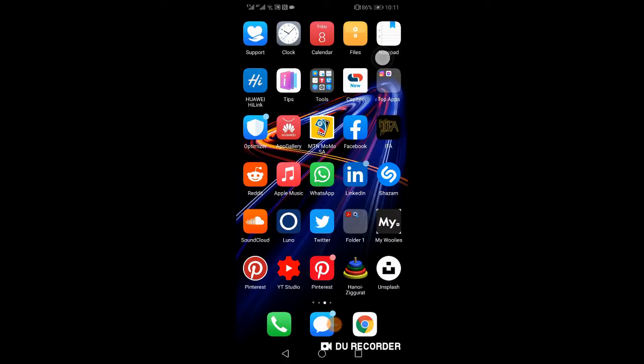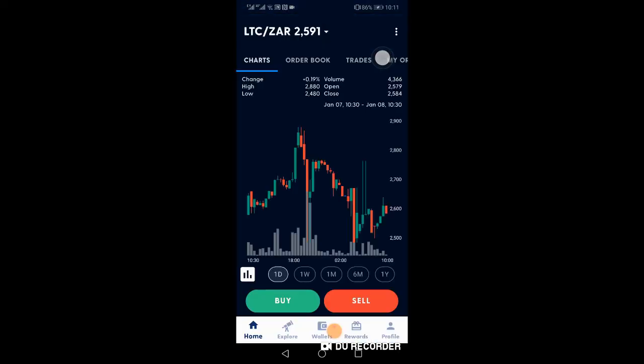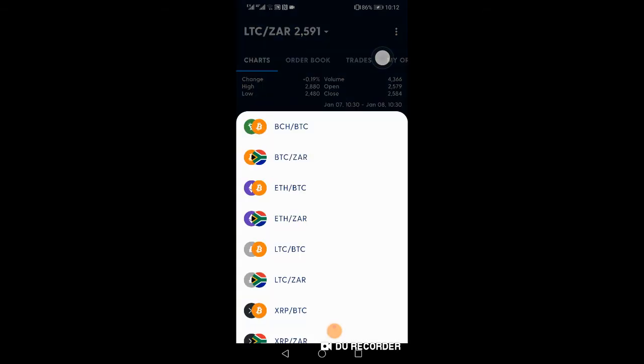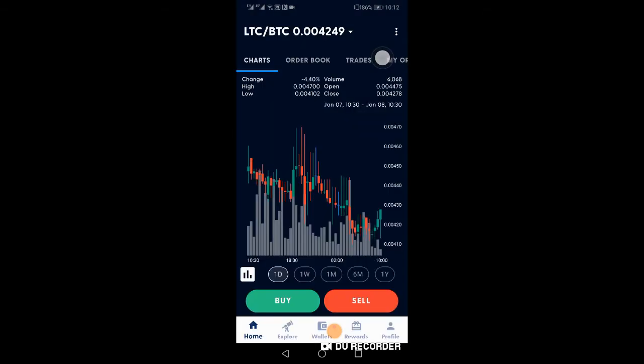Okay guys, so I'm gonna show you how you can trade on Luno. So this is my Luno account. So this is the chart here. So I'm just going to show you how you can sell on Luno. But I'm trading Litecoin. So here are some of the Bitcoin.